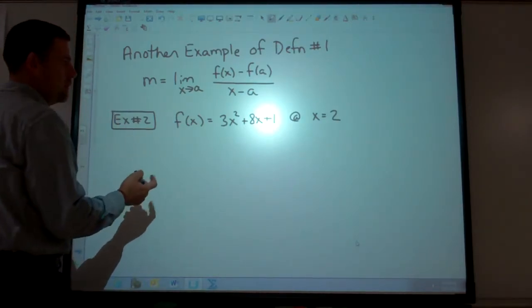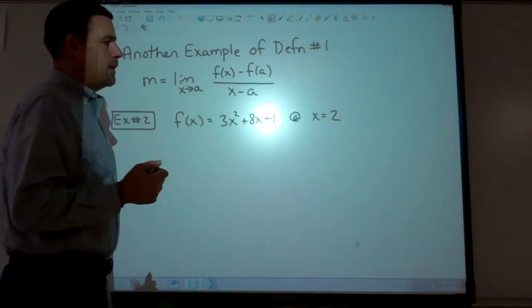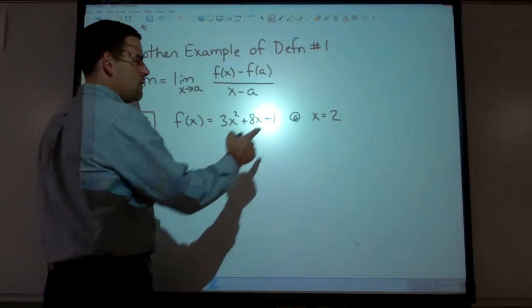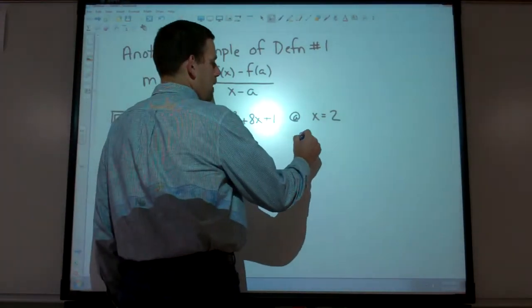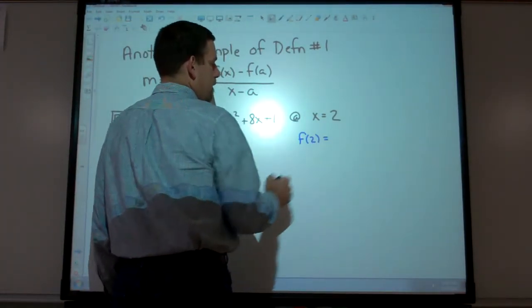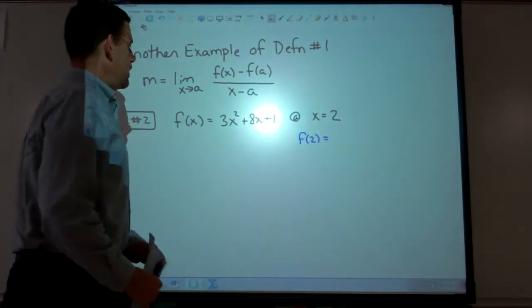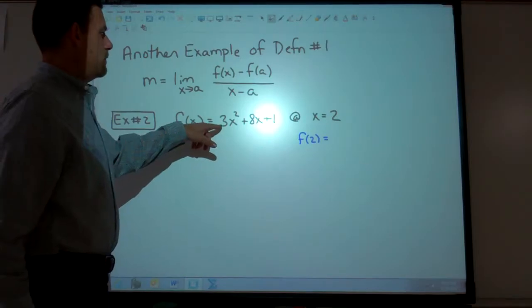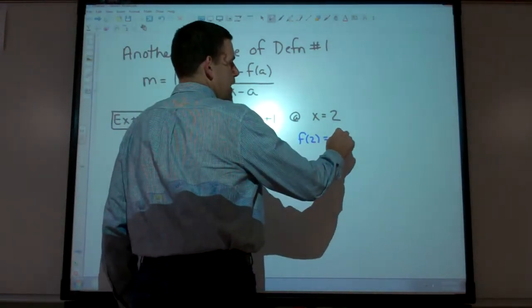So I want to find the slope of the tangent line at that particular value of x. I'm going to need f of a at some point, so remember that this is our a value that we're talking about. So I need to find what f of 2 is going to be. And f of 2 comes from substituting 2 into the function. You get 4 times 3 is 12. 12 plus 16 is 28. So I get f of 2 as being 29.